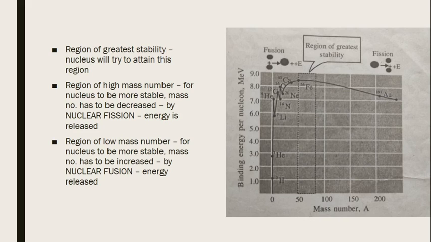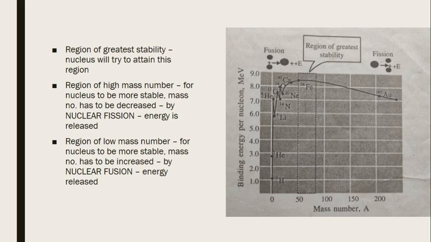Now we had already discussed the region of greatest stability, isn't it? Region of greatest stability is a region where the nucleus is having maximum binding energy per nucleon, that is 8.8 MeV per nucleon. So what happens to all other nuclei which are outside this region? They will try to reach the region of greatest stability, so that they must be stable. So the region of greatest stability is having more importance because the other nuclei which are far away from this region will try to come towards this region to attain maximum stability.